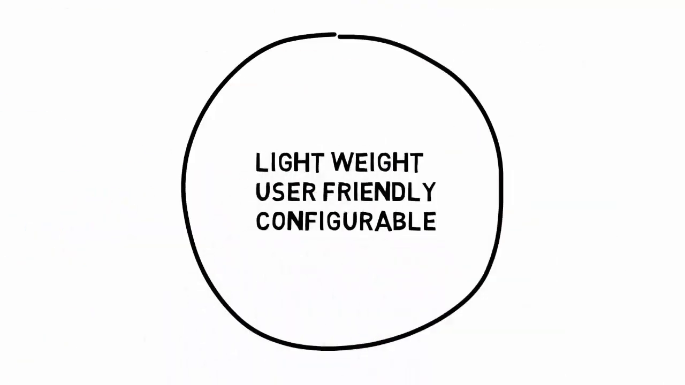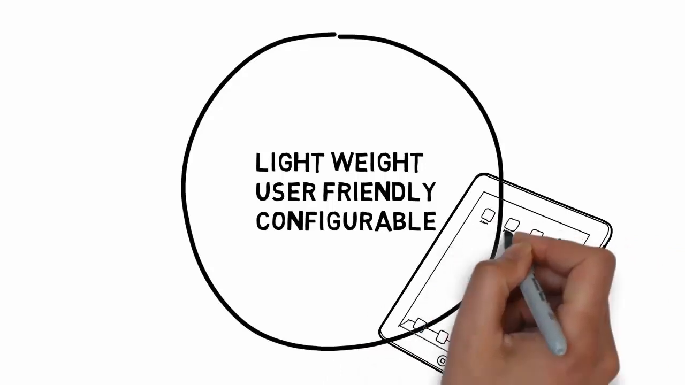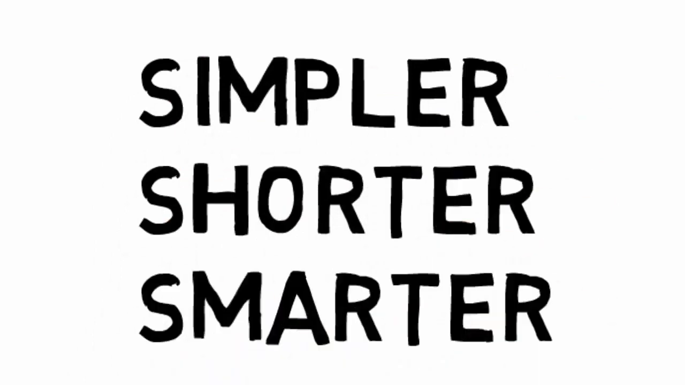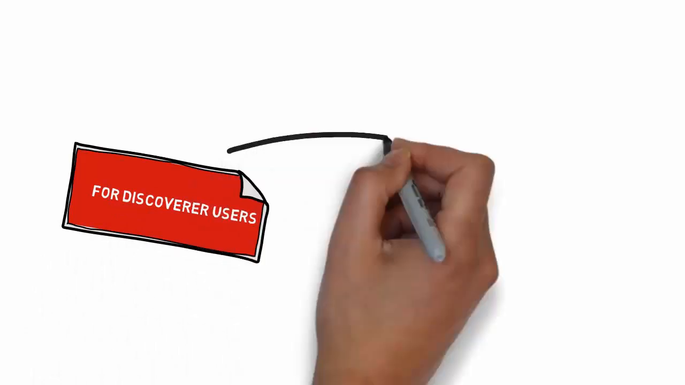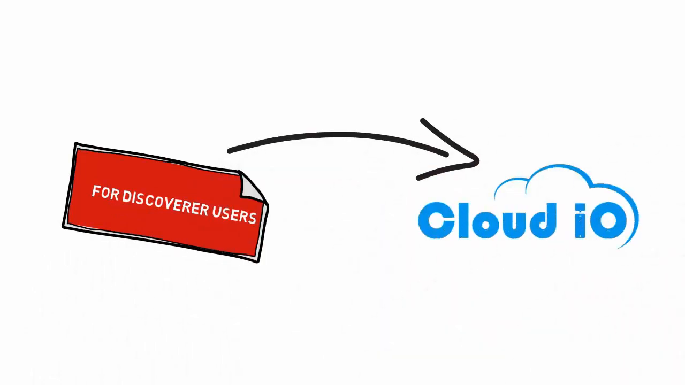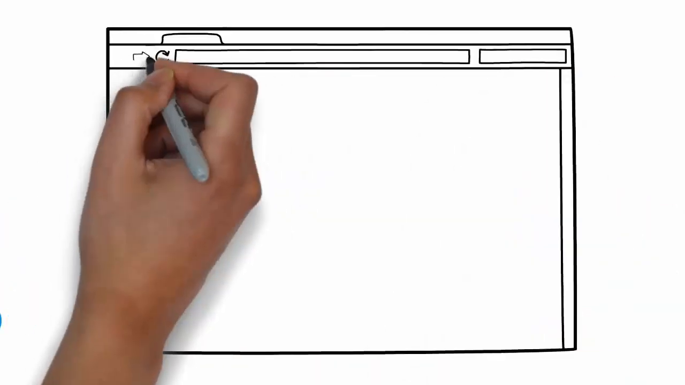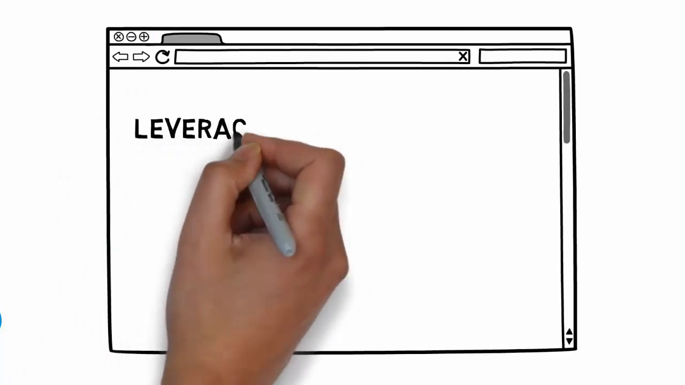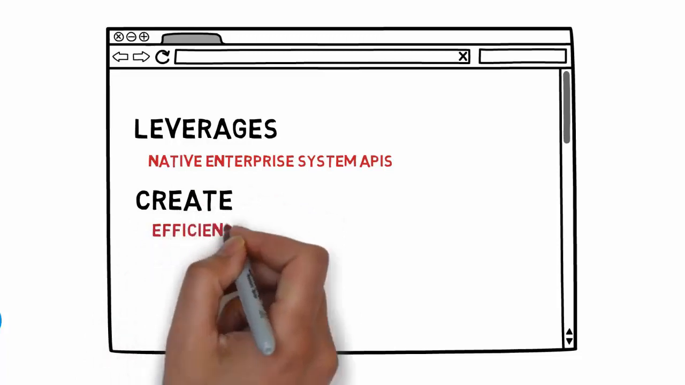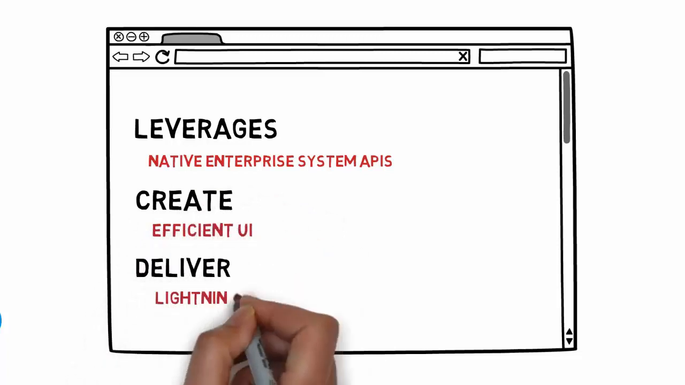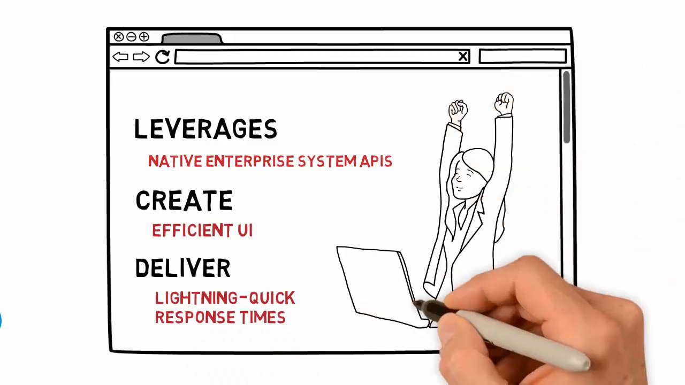CloudIO. CloudIO is a lightweight, user-friendly, and configurable browser interface layer that leverages your existing EBS system. CloudIO is a simpler, shorter, and smarter alternative to costly ERP customizations. For Discover users, migrating to CloudIO is a quick and easy alternative as opposed to expensive business intelligence platforms. With a modern open platform, CloudIO effectively leverages your EBS system's native APIs, using web services and a caching technology to create efficient user interfaces and deliver lightning-quick response times from a standard browser.